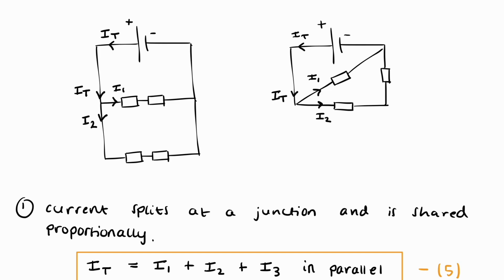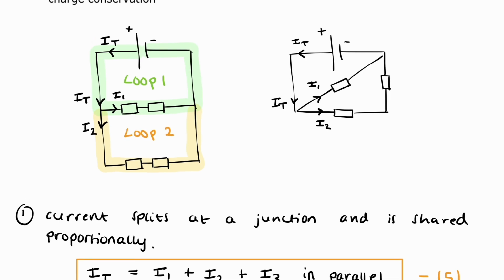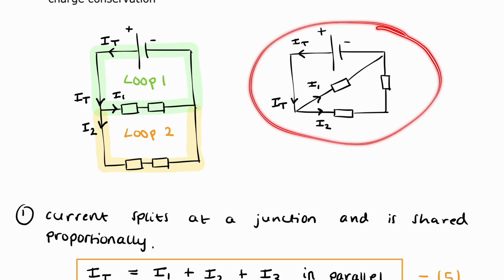So let's first identify what I mean by loops. The shortest path I can take from the cell back to the cell, that will be loop 1. The next shortest path I can take from the cell back to the cell, that's going to be loop 2. So just so I don't get my colours mixed up, I'm just going to draw it there. So loop 2.